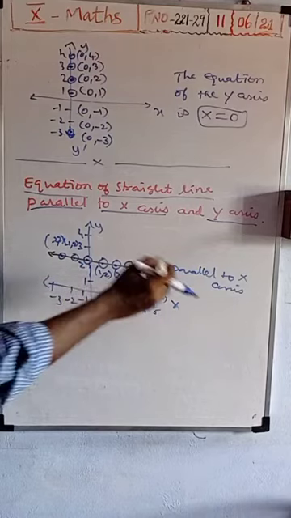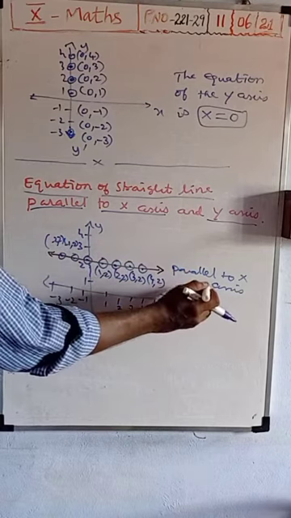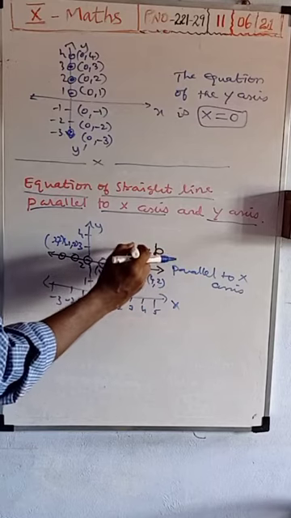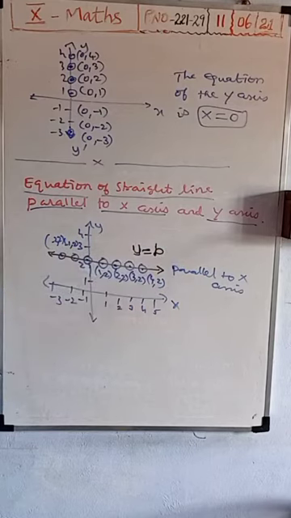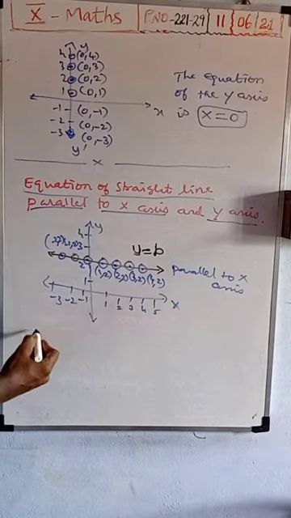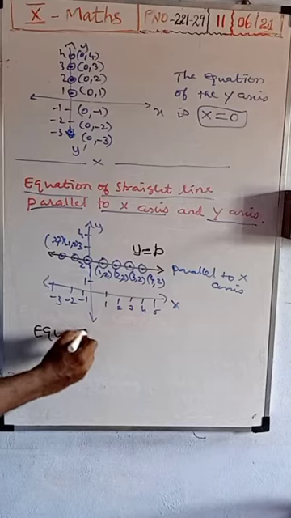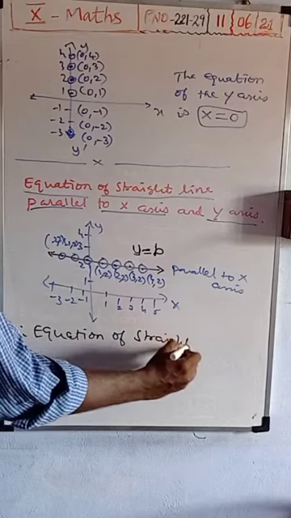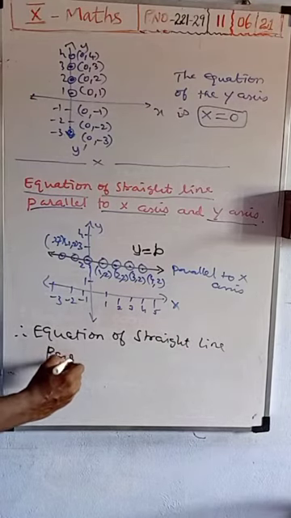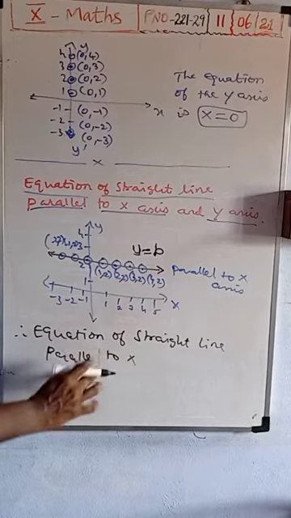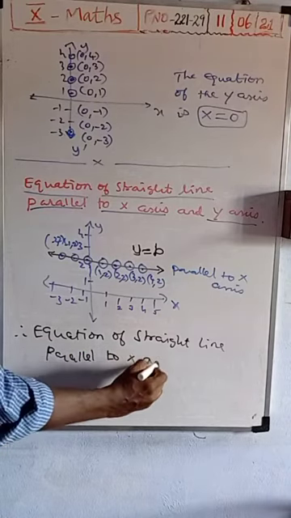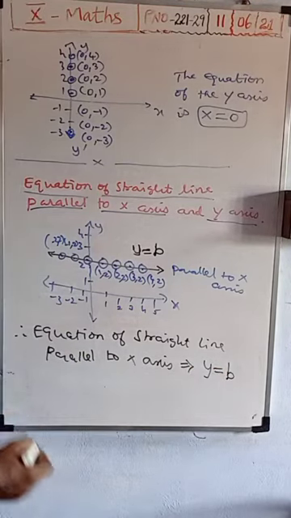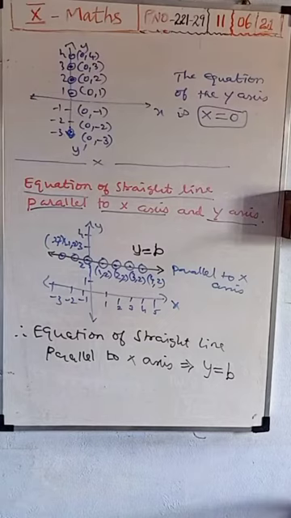So the equation of a straight line parallel to the x axis is y equals some constant. You can choose any letter, so I am choosing b. Therefore, the equation of a straight line parallel to the x axis is y equals b.